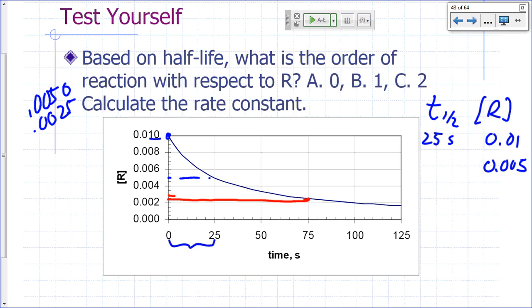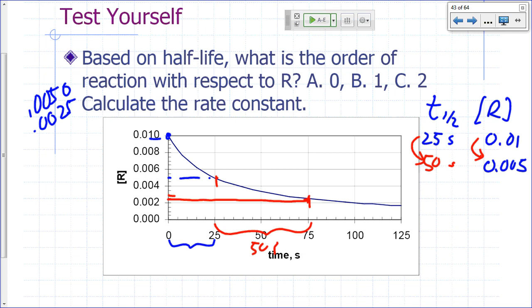So to go from 0.005 to 0.0025, how long did it take? 50 seconds, right? The half-life is 50 seconds. So when your starting concentration gets cut in half, what happens to your half-life? It gets longer. So we say the half-life is inversely proportional to the starting concentration.